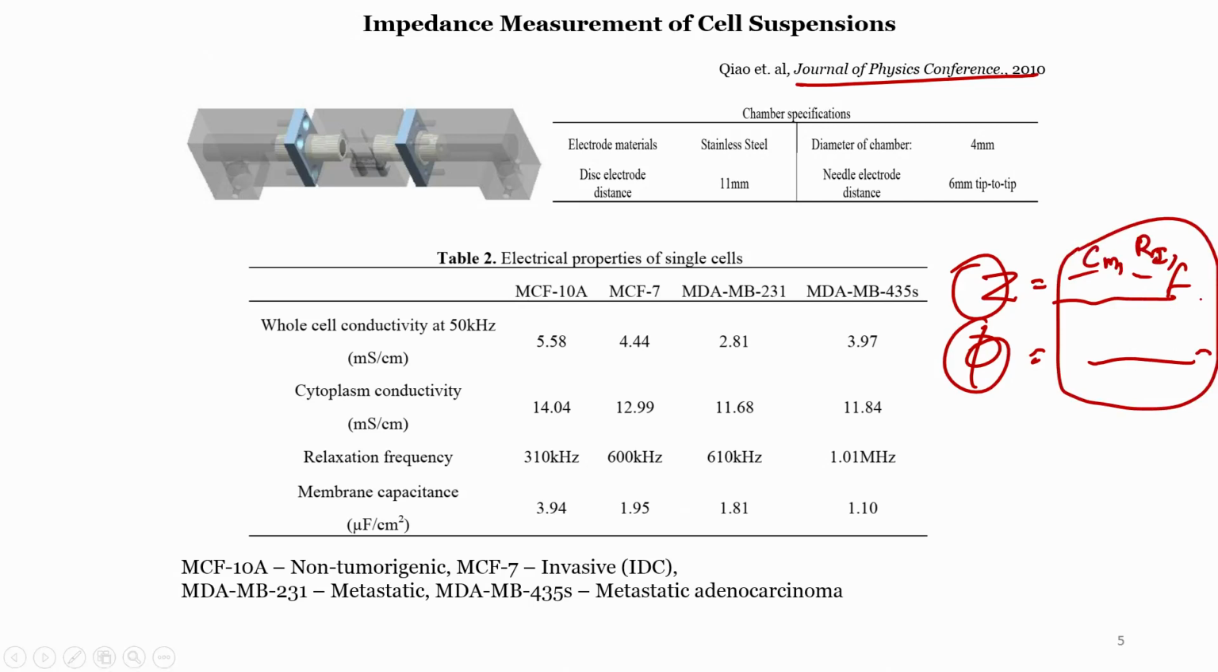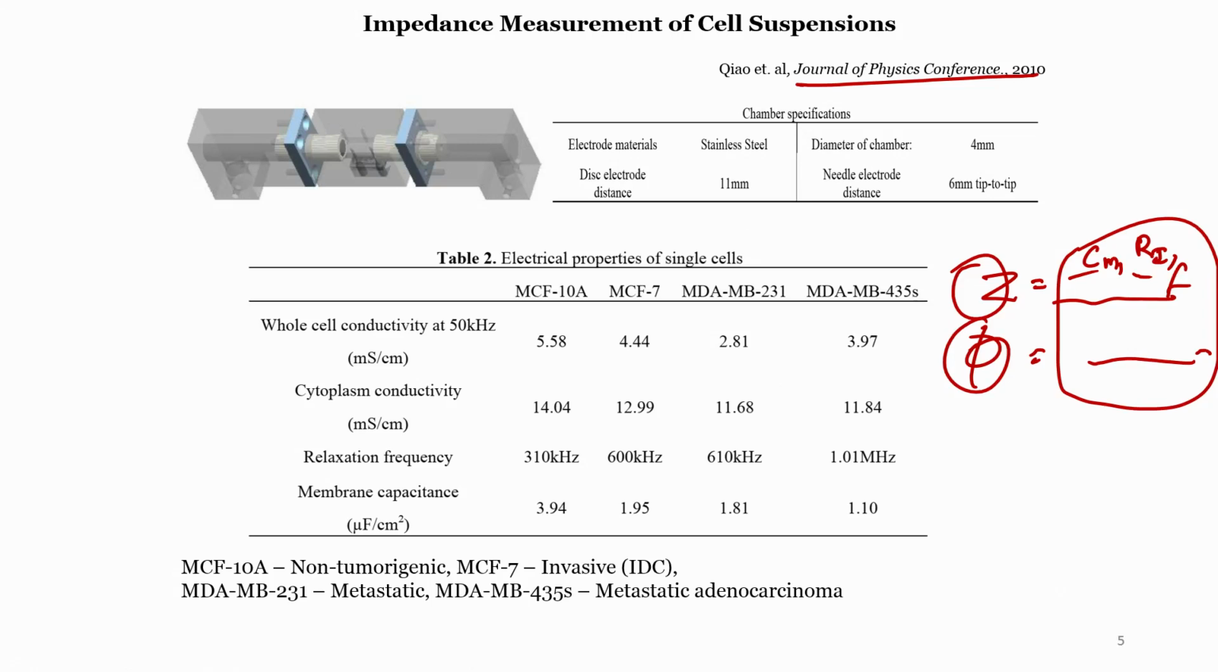Okay, that is what they have tried to do. They have measured the impedance and phase, and then they have tried to estimate the individual circuit parameters. Circuit parameters are what we have seen till now, like membrane capacitance, membrane resistance, intracellular resistance, extracellular resistance, etc. So that is what they were trying to do.